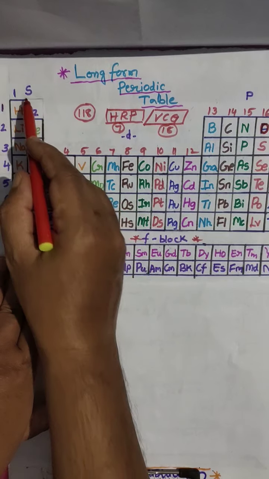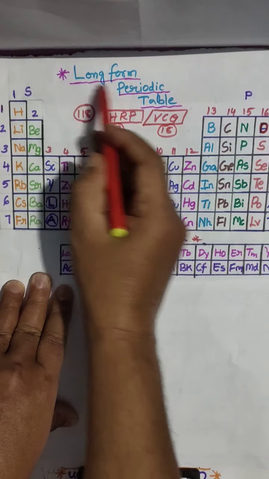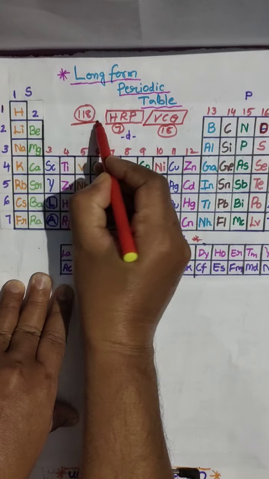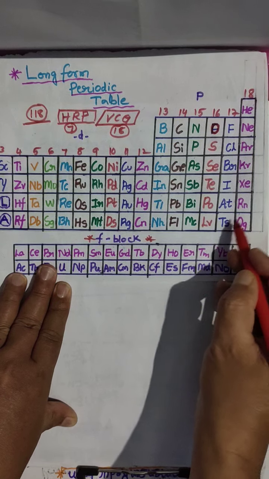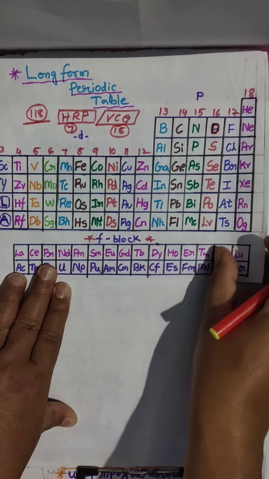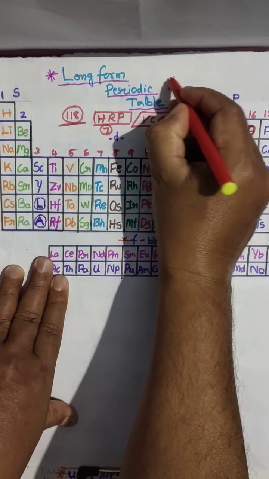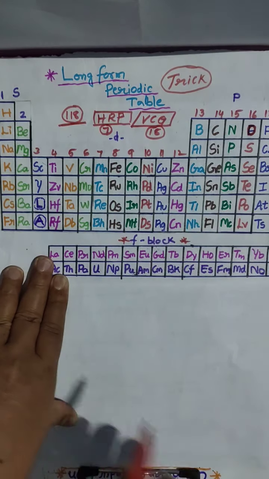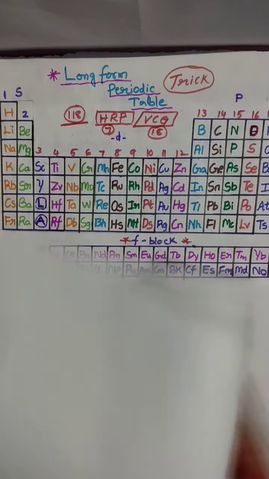Now I am explaining S block elements and P block elements. This is called the long form periodic table or modern periodic table. We have 118 elements, and the 7th period is completed. Now, how to remember easily with a trick? Now I am taking the S block elements.